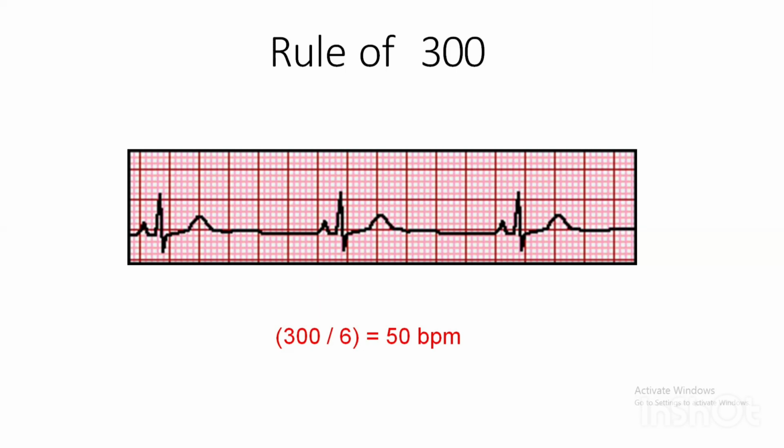Yes. So what is the PR interval here? 3 small squares. 3 or 4? 3.5. Like that. So what is the normal PR interval? Normal PR interval is 3 to 5 small squares. That is 0.12 to 0.2 second. Okay.